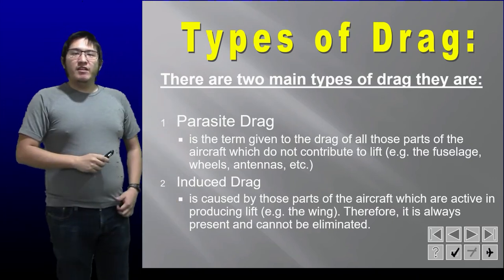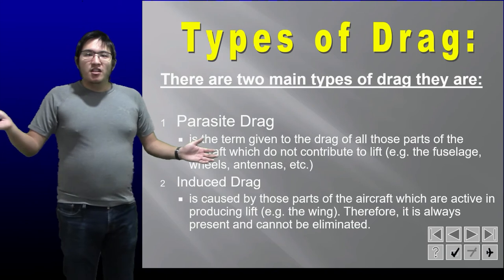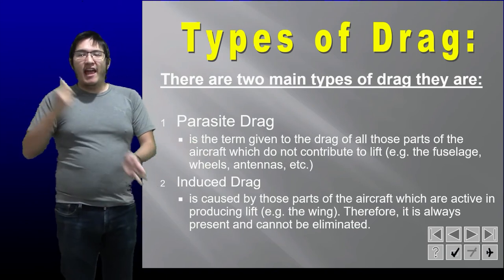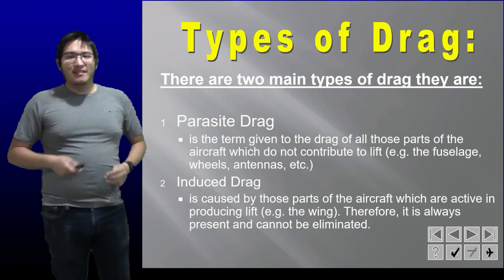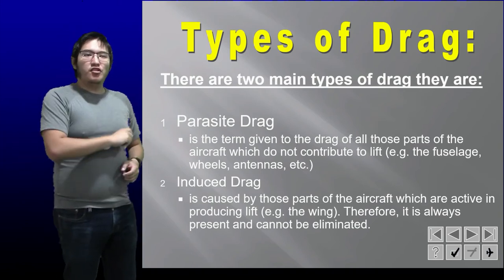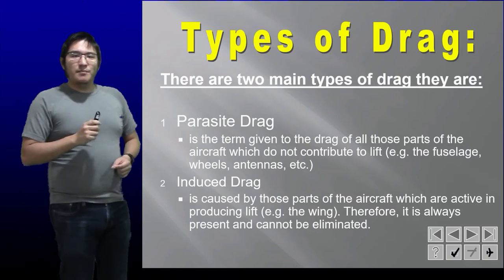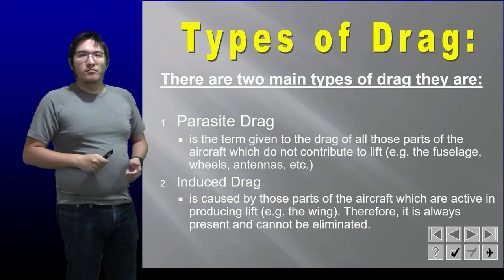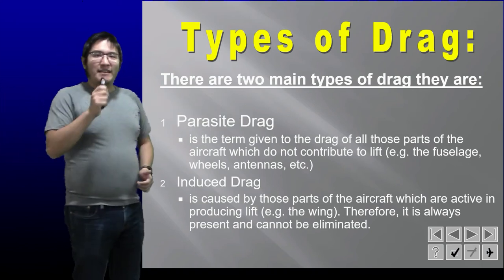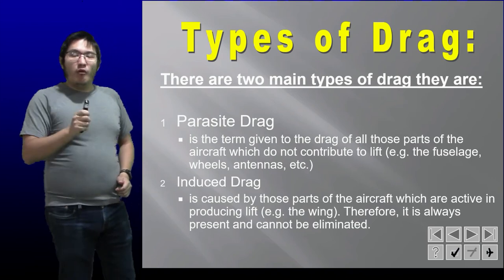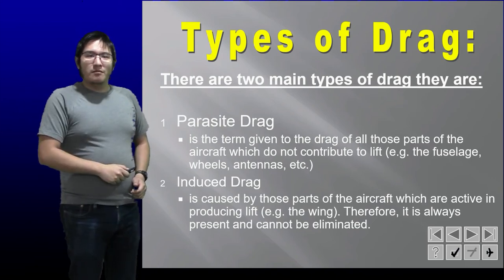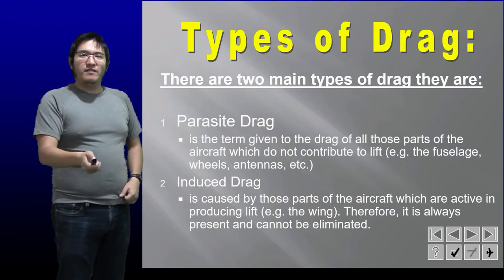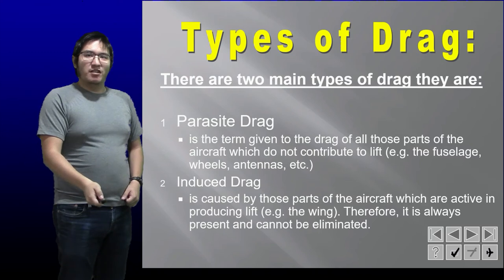Parasite drag is the name given to all the parts of the aircraft which do not contribute to lift: fuselage, landing gear, antennas, pilot's cockpit. And then we have induced drag, which is caused by the parts of the aircraft which produce lift, usually the wings. This type of drag is always present and cannot be eliminated. One thing to keep in mind is whenever you have more lift, you will have more drag as well. They go hand in hand.